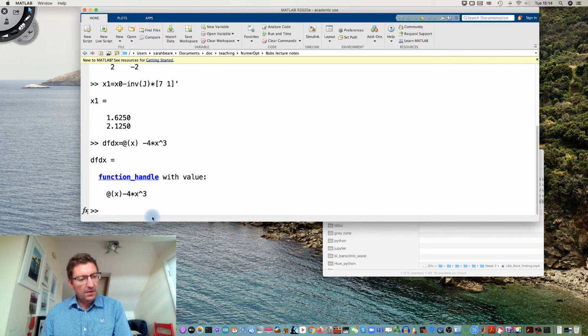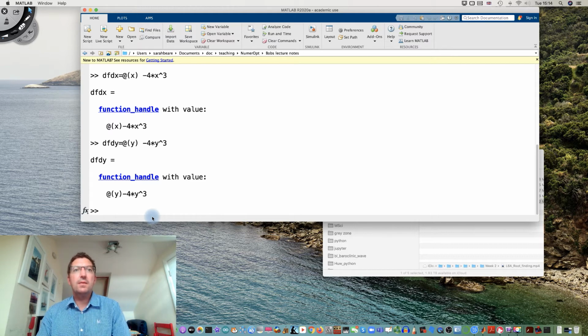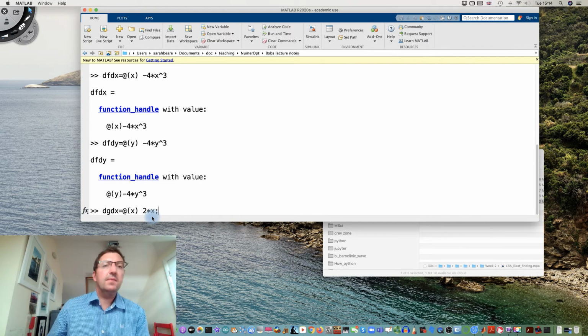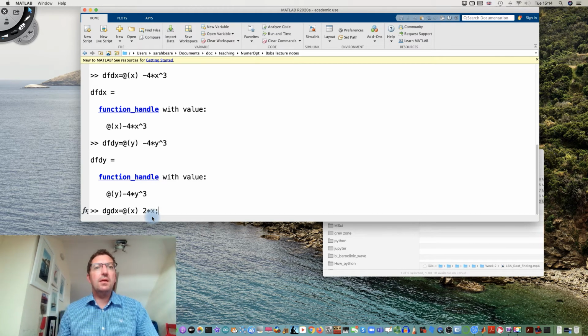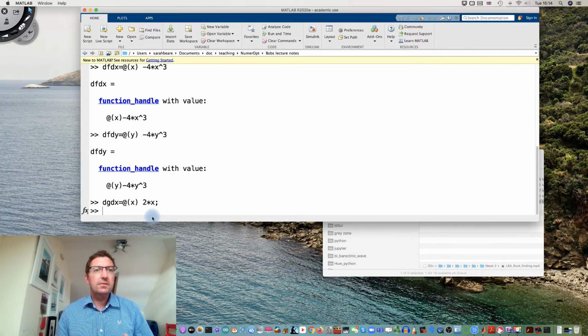I think similarly we're going to do the other derivatives. df dy equals, it's just a function of y, minus 4 times y cubed. And then you've got dg dx equals, it's just a function of x, 2 times x. I'm actually going to suppress the output here, like so, just by putting a semicolon.